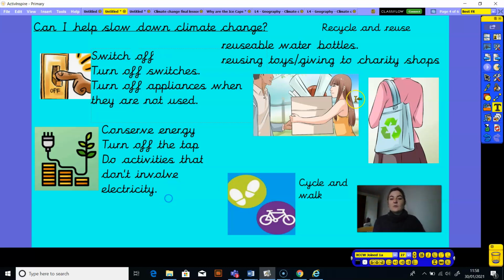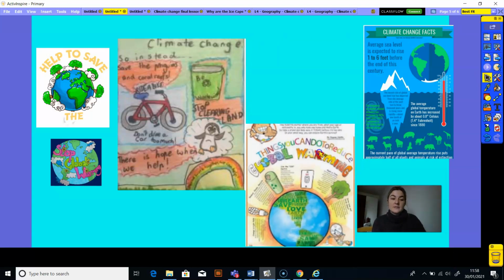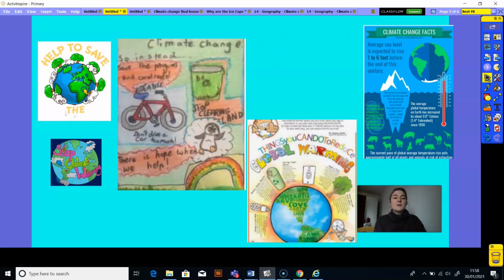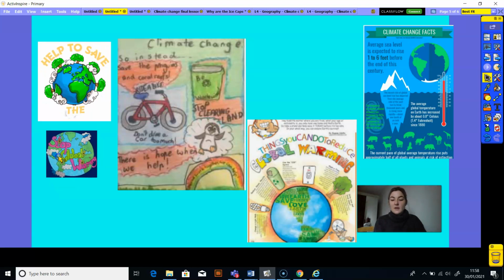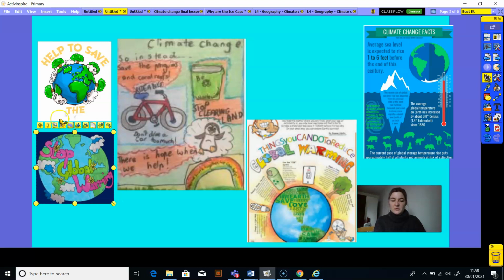So as long as we all take our part in doing these things, we can help slow down climate change, hopefully. So your challenge now is to create a poster. As I said, I want you to imagine that this poster is going to be hung up in school. Now this poster here, do we think it's good? I think it's eye-catching. However, there's not really any facts on there at all. So I'm challenging you to include some facts on yours.